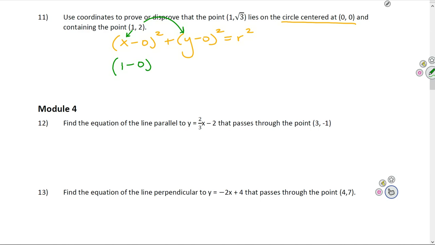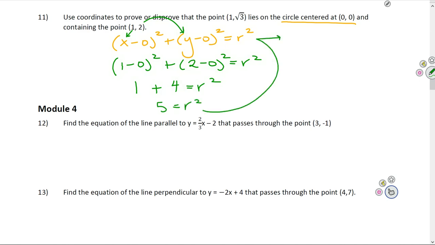1 minus 0 squared plus 2 minus 0 squared is equal to r squared. 1 minus 0 is 1. 1 squared is 1. 2 minus 0 is 2. 2 squared is 4. And so I get 5 is equal to r squared. So plugging that back in, I get x minus 0 squared plus y minus 0 squared is equal to 5.